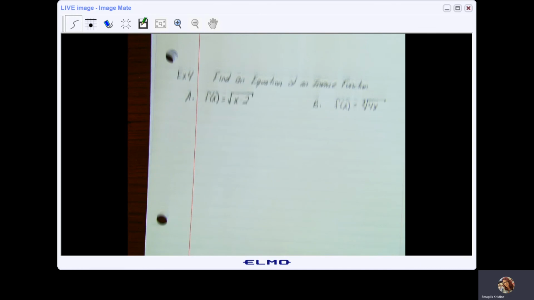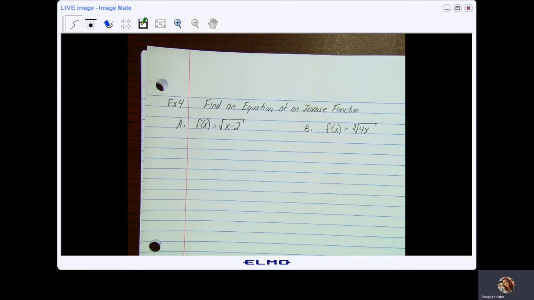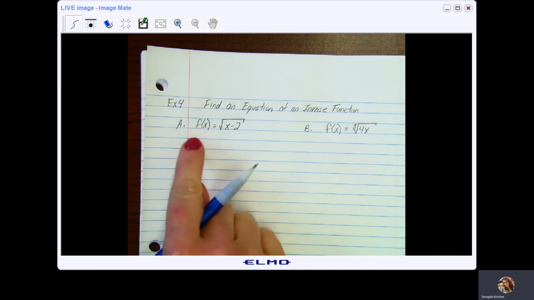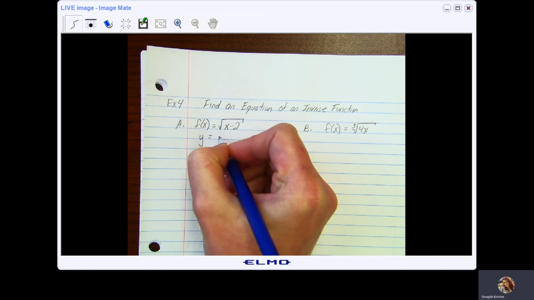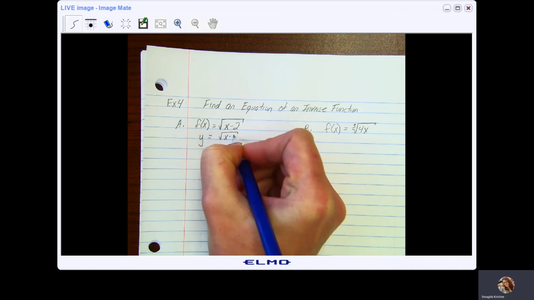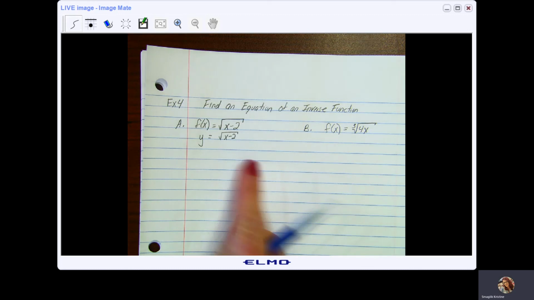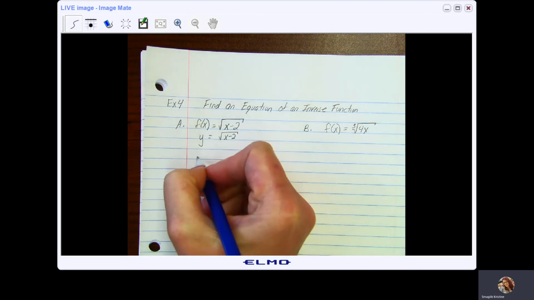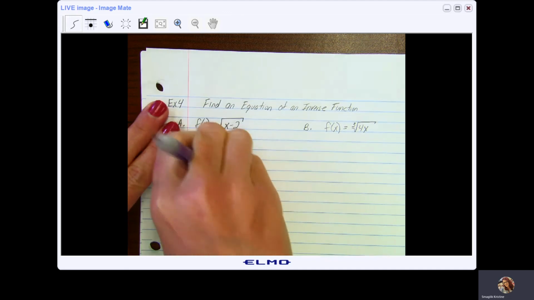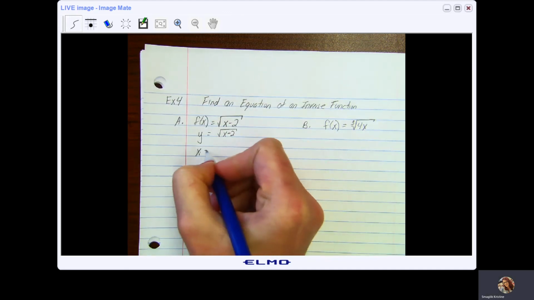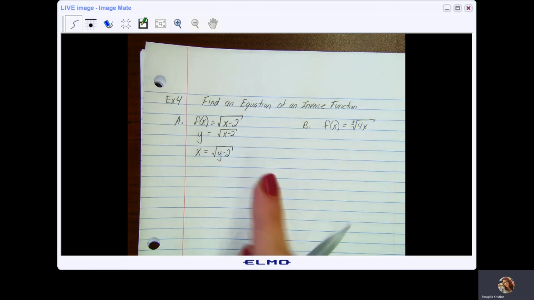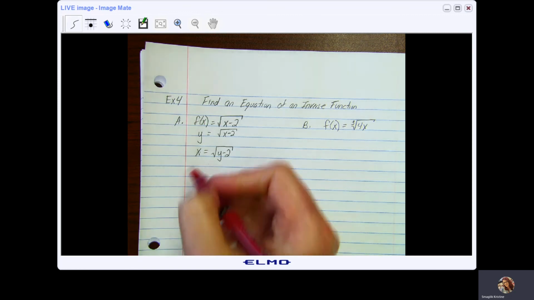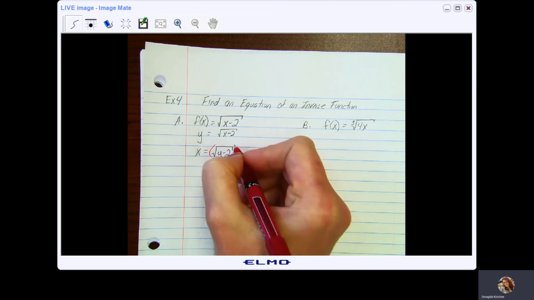Let's do 2 more. So again, my first step, let's write this f of x as y. We have y equals the square root of x minus 2. And now I'm going to switch my variables. I have x equals the square root of y minus 2. And I want to get rid of that radical, square root. So to get rid of the square root, I'm going to square it.